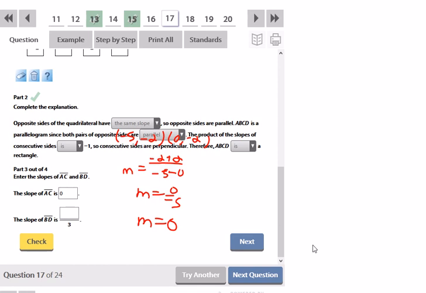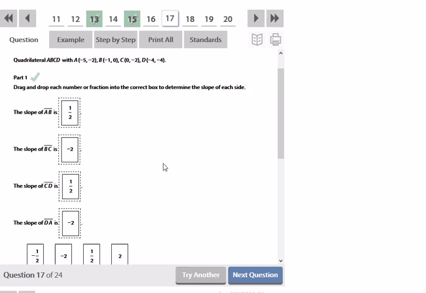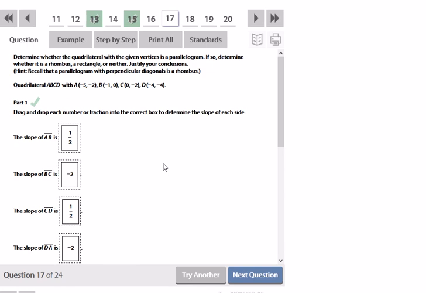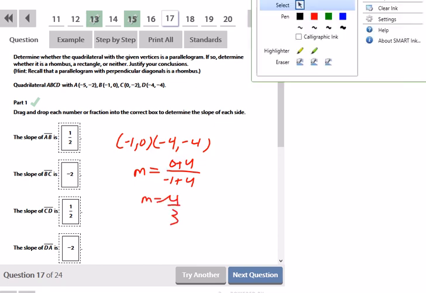AC has a 0 slope, and then BD, -1, 0, -4, -4. So the slope here is 0 plus 4 over -1 plus 4. So that's going to be 4 over 3.